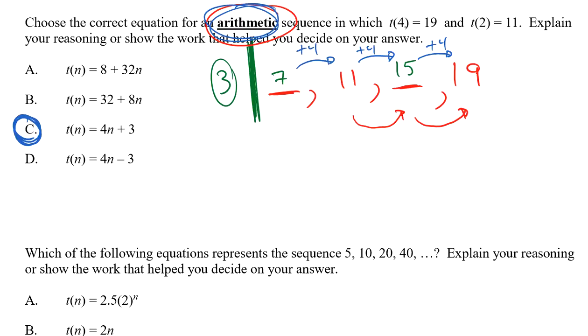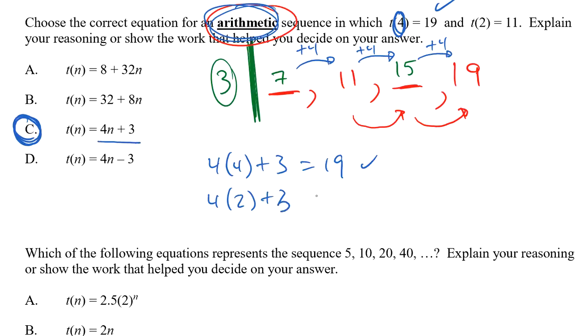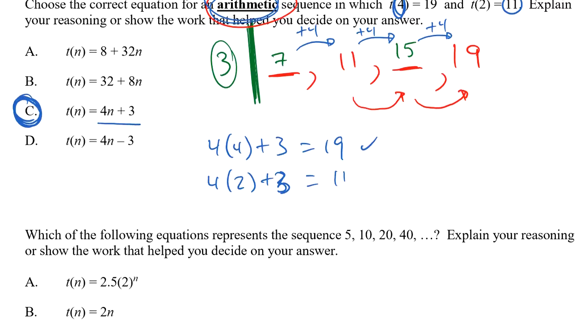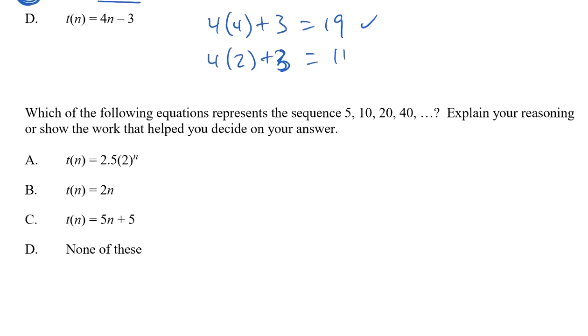So for example, if I look at 4 as the input, 4 times 4 is 16. 16 plus 3, 17, 18, 19 is indeed 19. So it produced the correct output there. And if I was to do 4 times 2, and then plus 3, 4 times 2 is 8, 9, 10, 11. It produces 11, which is correct. So it's definitely C. And while we're here, let's go ahead and do the same thing for question 5.